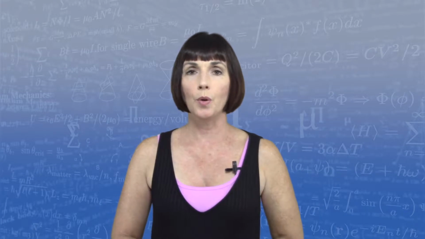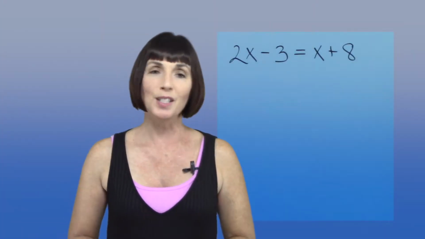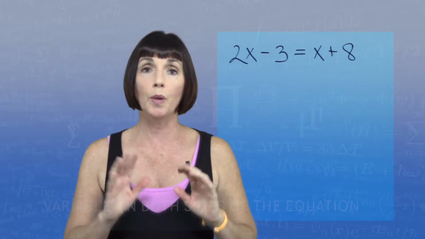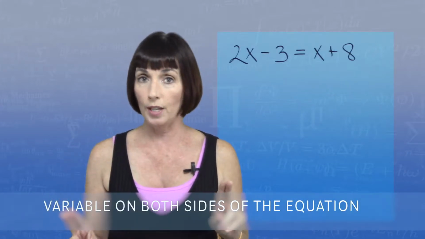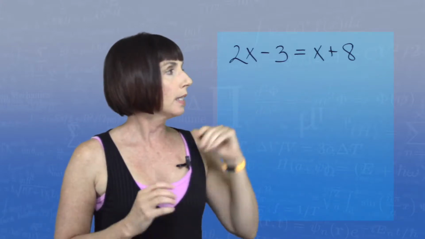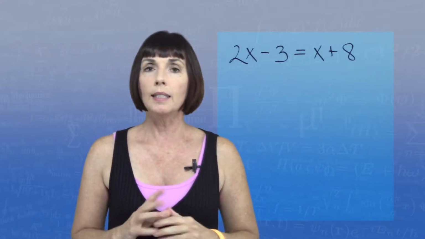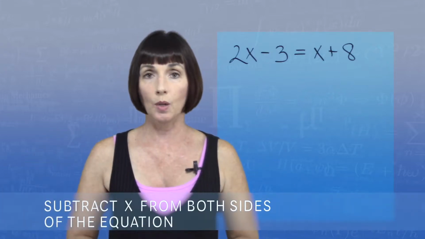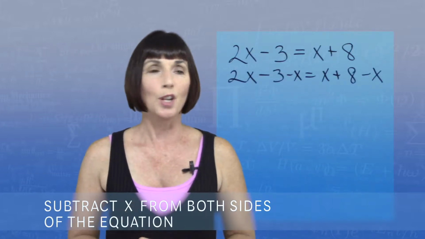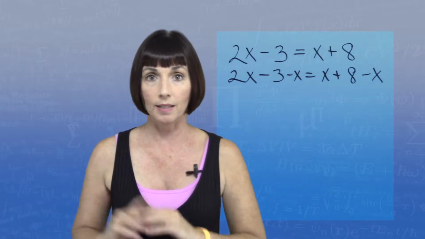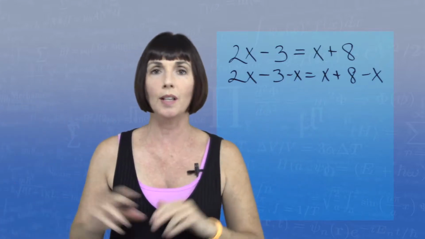Our first equation we're going to solve is 2x minus 3 equals x plus 8. Now, this is different than what we've seen so far because we have a variable term on both sides of the equation. But you can deal with variables just the way you deal with numbers. So let's look at that. 2x minus 3 equals x plus 8. Let's take that x on the right and let's subtract an x from both sides of the equation. Okay? So we have 2x minus 3 minus x equals x plus 8 minus x. All I've done is subtract x from both sides of the equation.